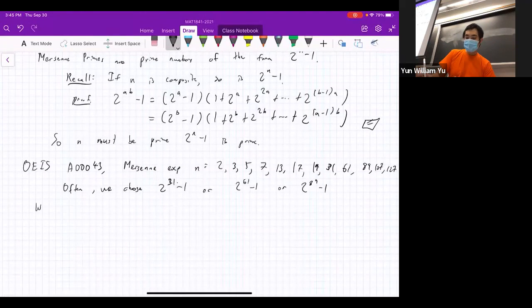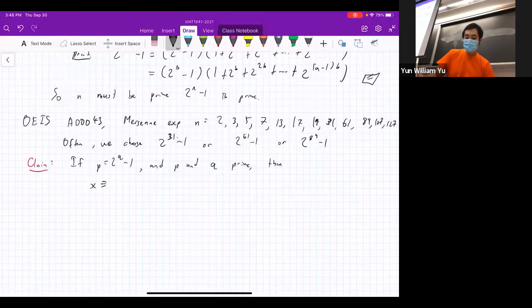Why is this helpful? Well, it turns out that there's a very quick way of doing modular arithmetic when you're working with a Mersenne prime and you're storing things in binary, power-of-2 format. The claim here, a pretty simple one, is that if p is equal to 2 to the q minus 1, and p and q are prime, then x is congruent to x mod 2 to the q plus the floor of x divided by 2 to the q, mod p.